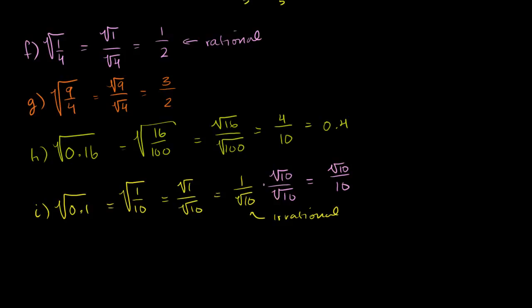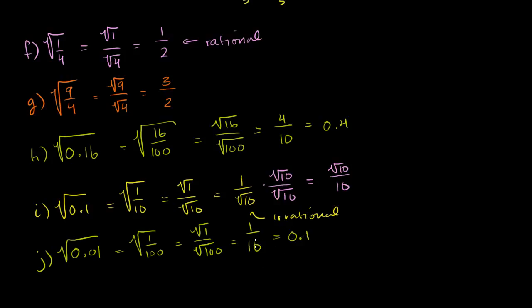Let's do J. We have the square root of 0.01. This is the same thing as the square root of 1 over 100, which is equal to the square root of 1 over the square root of 100, which is equal to 1 over 10, or 0.1. Clearly, once again, this is rational. It's being written as a fraction. This one up here was also rational. It can be expressed as a fraction.